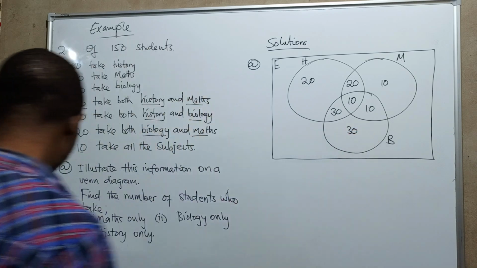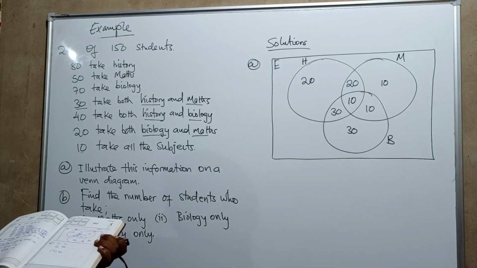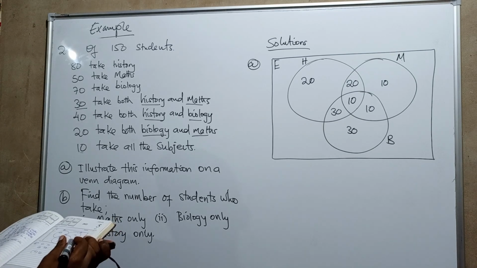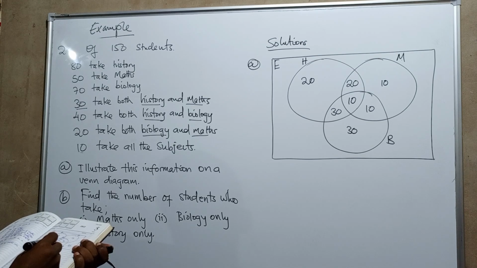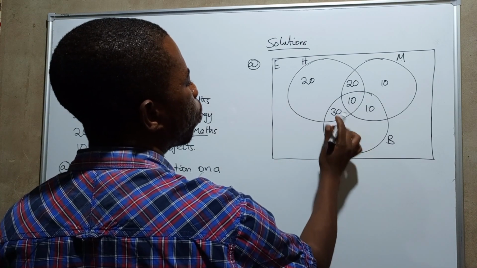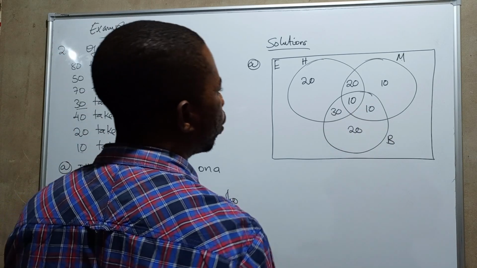Okay? If not mistaken. Oh, this is 20, sorry. So this is 30, 40, 50. So here you remain with the 20.